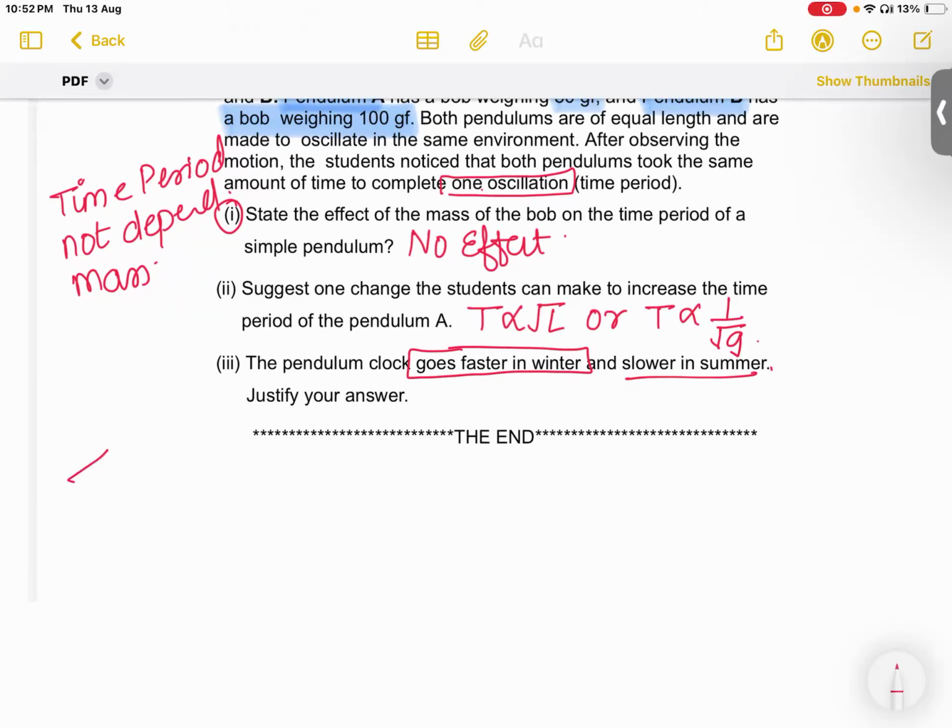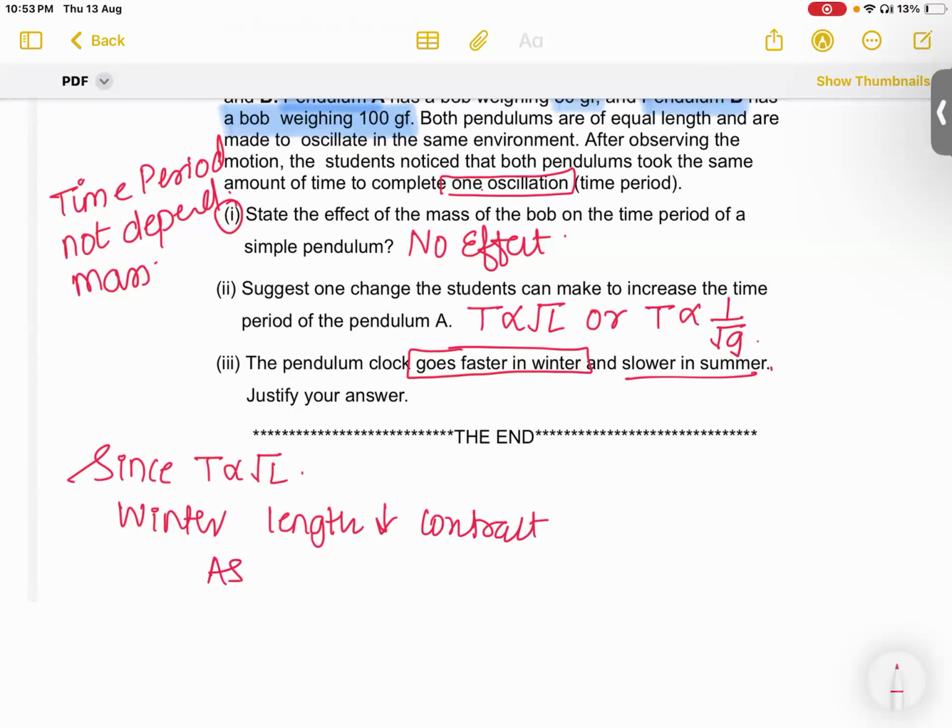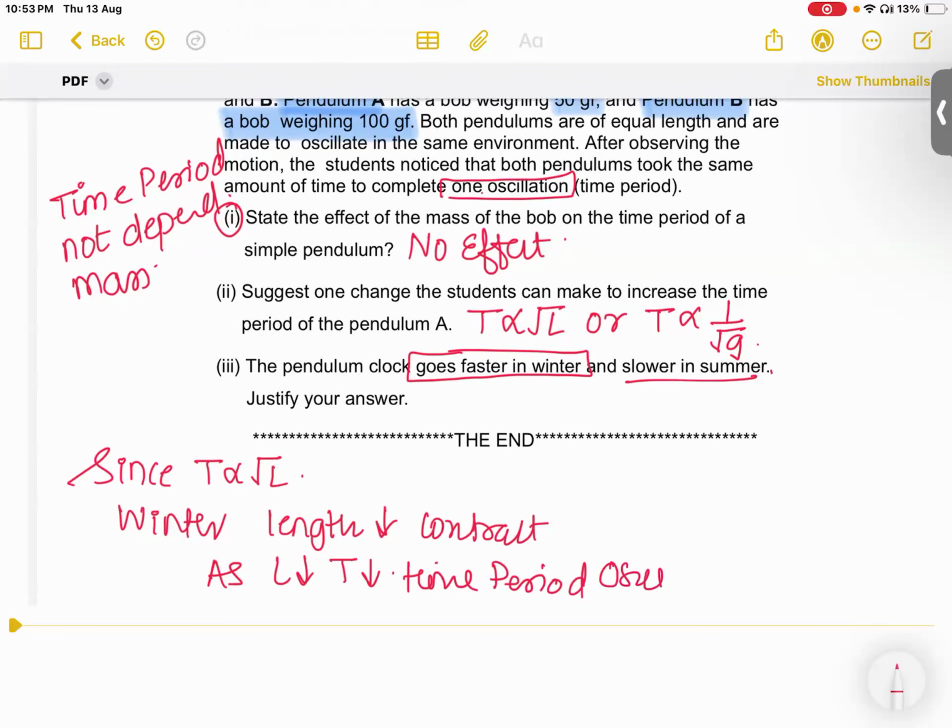So we will write here, since T is directly proportional to root L, in winter season the effective length decreases because of contraction. As length decreases, T will decrease. So the time period required to complete the oscillation, students, can I say the time period required for completing the oscillation will be less? If it is less, so it will go faster.